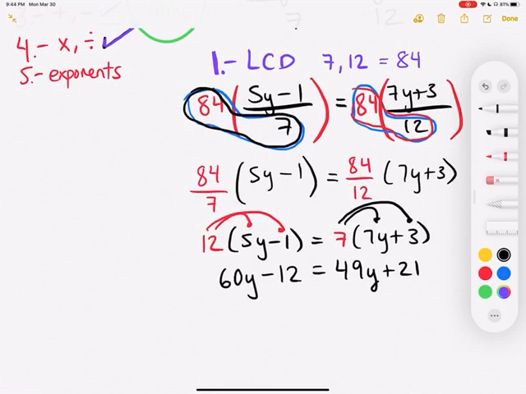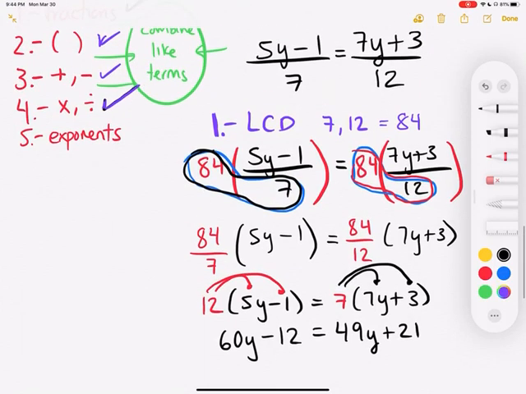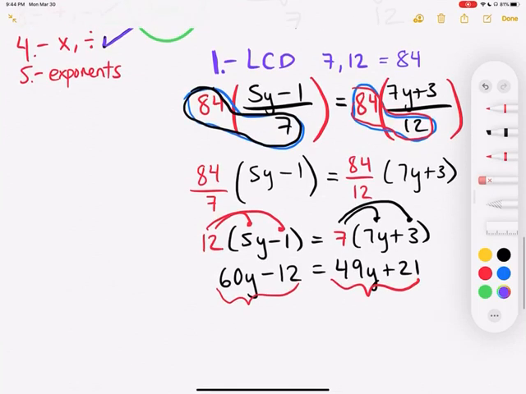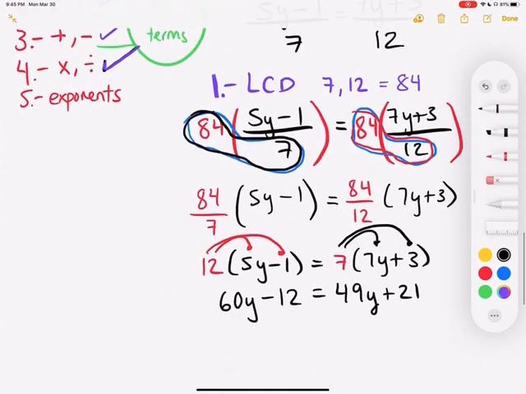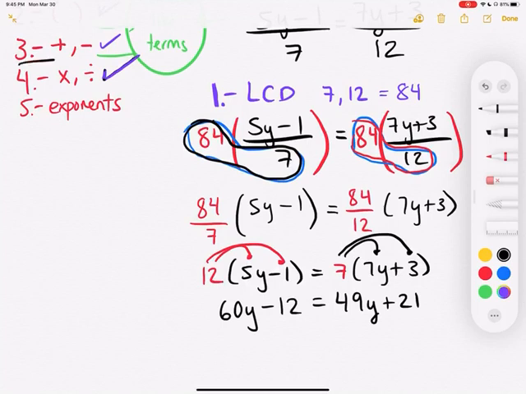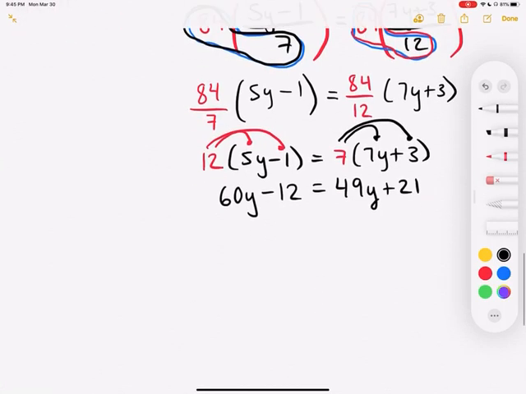Okay. At this point, I don't have any more parentheses. If we recall our steps, we should be able to combine like terms on both sides. I don't have anything to combine on the left side. I don't have anything to combine on the right side. So I can move to the next step, which is the additions and subtractions. So I'm going to add and subtract to both sides until I don't have any more additions or subtractions. So at this point, I have a subtraction and I have an addition. So let's see if we can get rid of those.